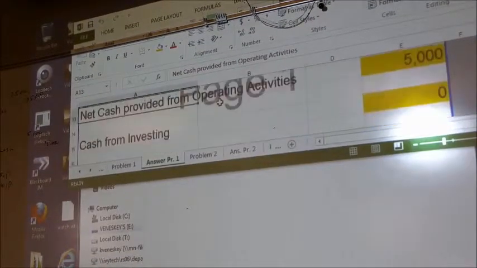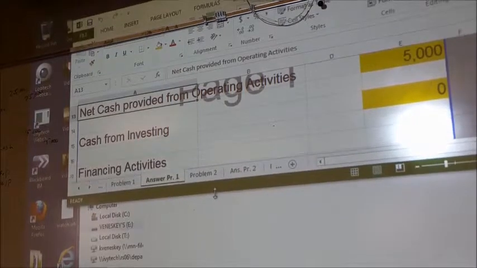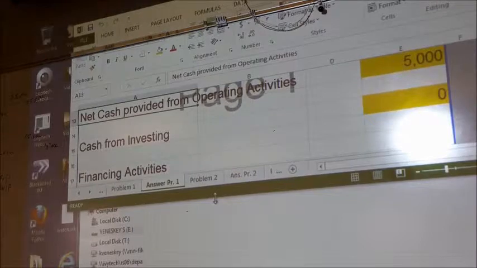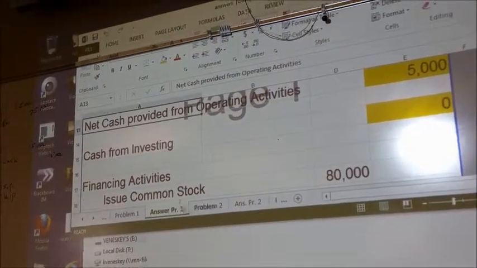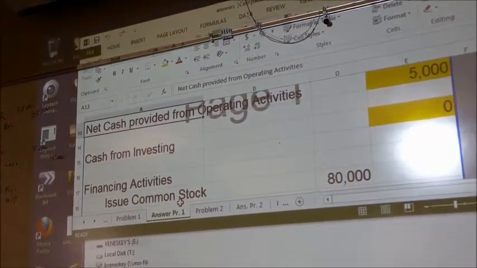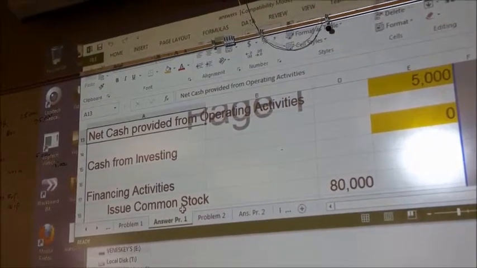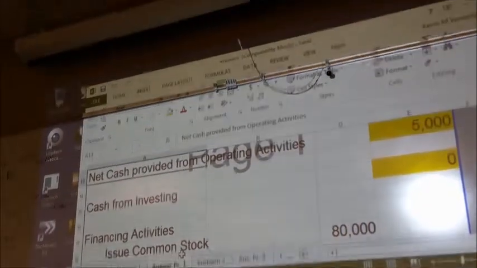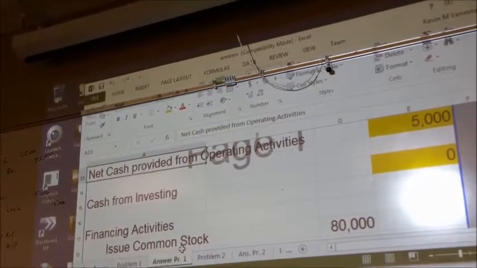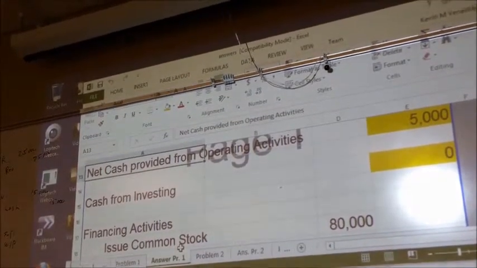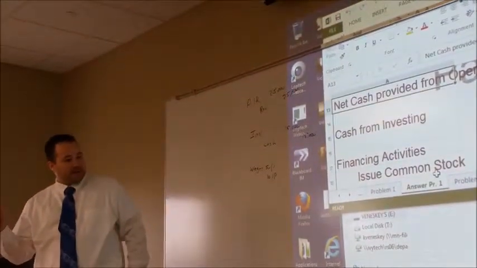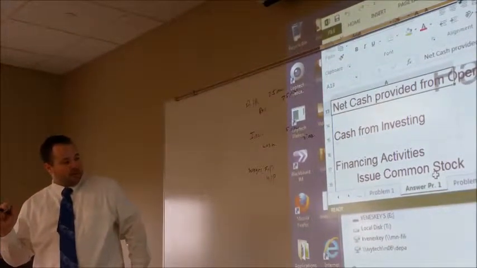If your common stock goes up, and unless you're told otherwise, what did you get when you sold common stock? Cash. So if I issue common stock, which I did, I got money, and I need to show that. Remember, we don't look at retained earnings. We might as well just cross it out. And I'll tell you why after this next step.